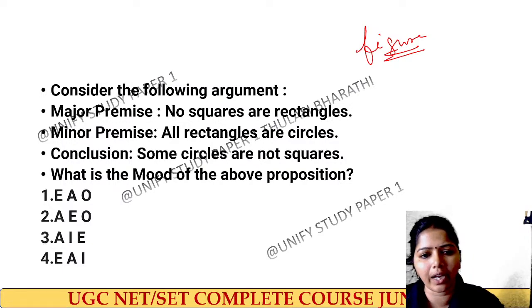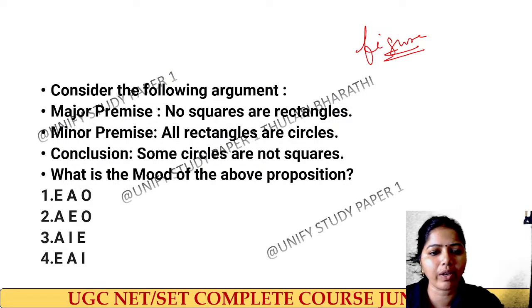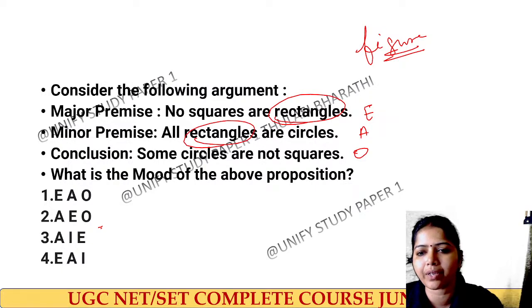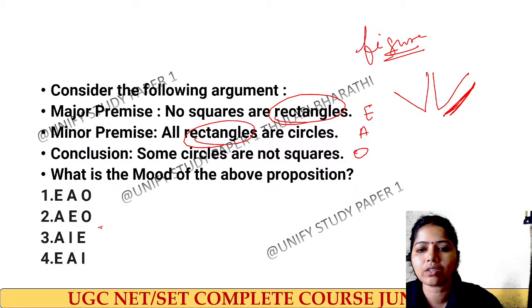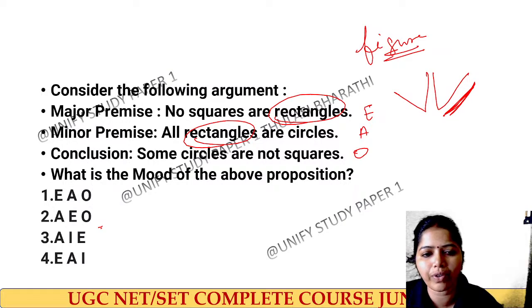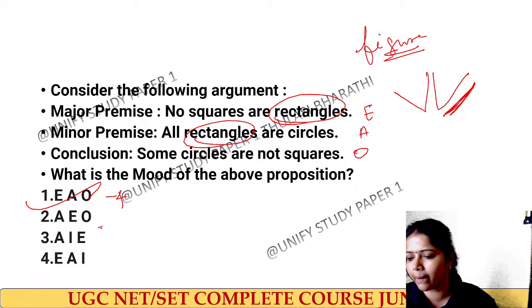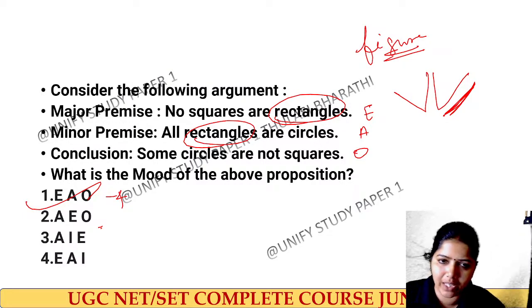The right answer is option 1. Why are all giving AEO? This is an E-type statement, this is an A-type statement, this is an O-type statement. This is where the middle term falls, so we can remember this one. So this angle it is. So this is figure number 4. So option 1 is the right answer.